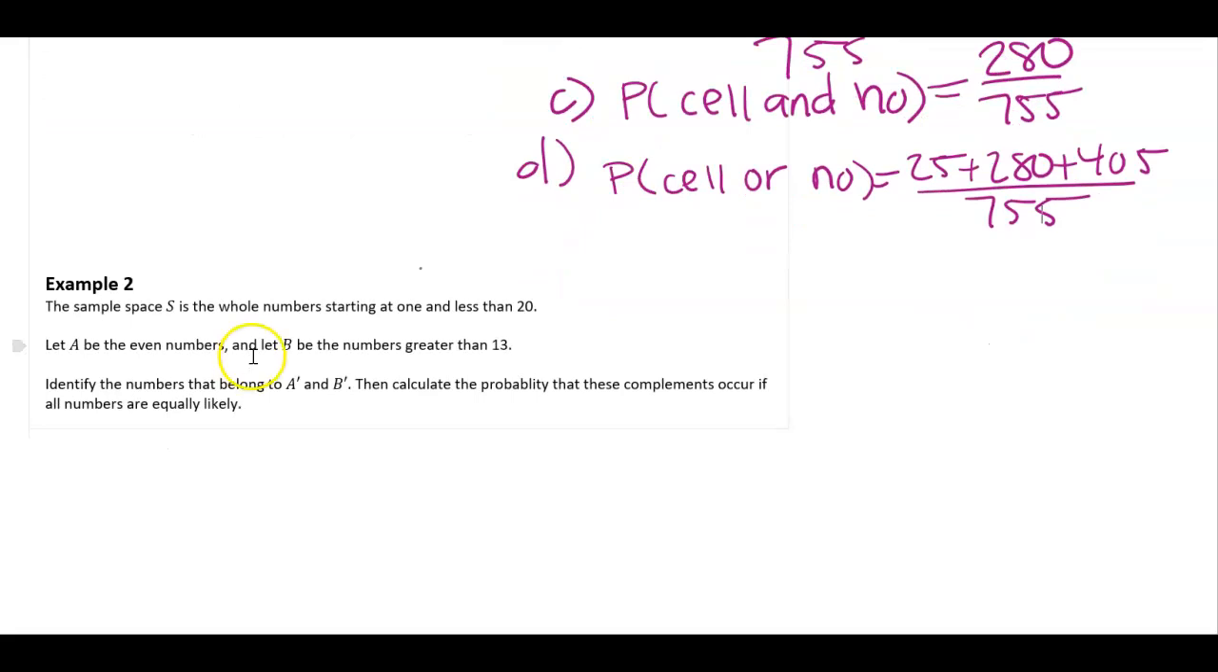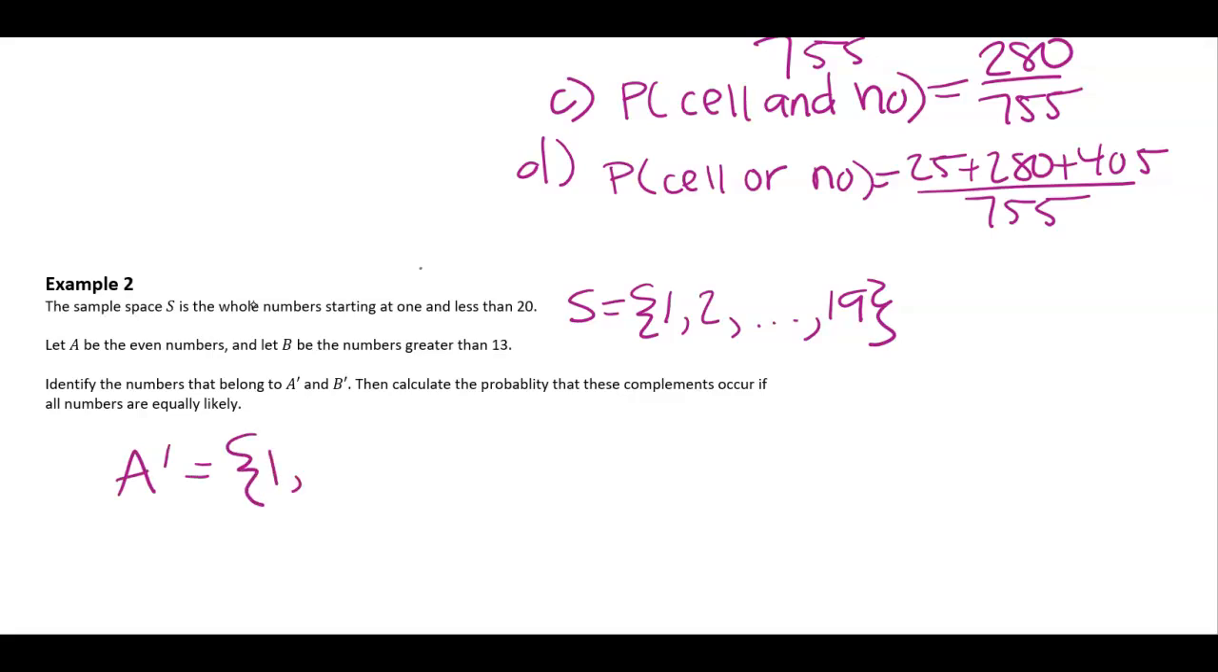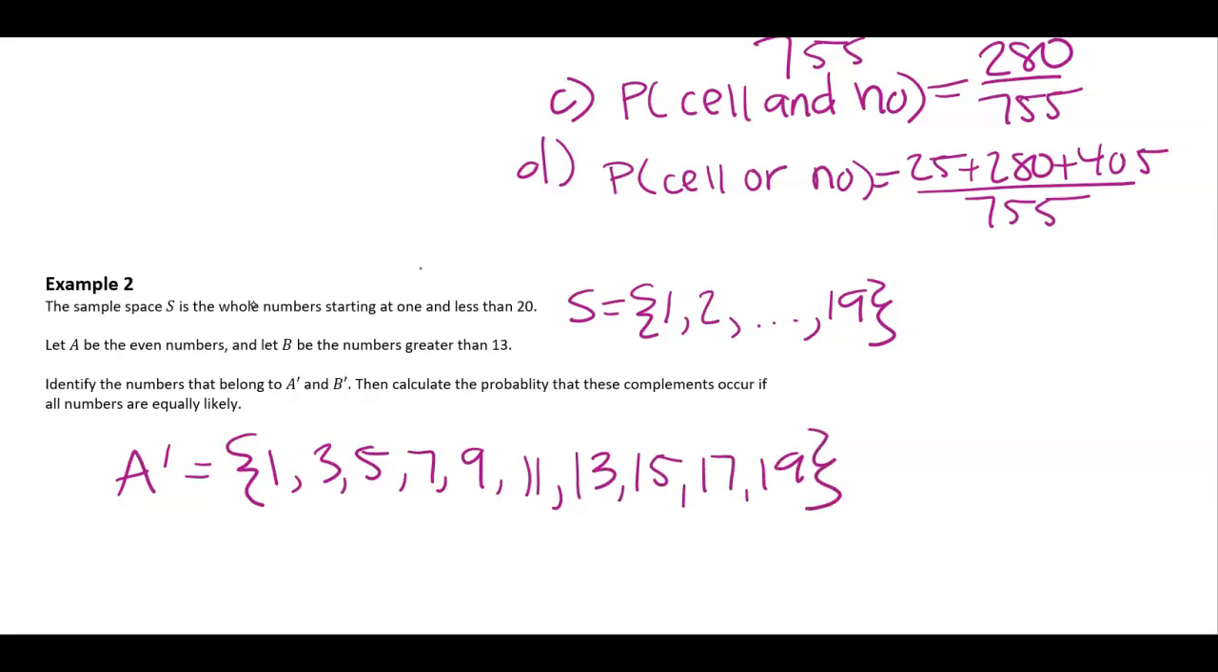All right, let's look again at this example of the sample space being from 1 to less than 20. So our sample space goes from 1 to 19. A is the even numbers and B is numbers greater than 13. So if I need to figure out what A complement is, then that is the odds in my sample space. And so the probability of that happening, 1, 3, 5, 7, 9, is 10 out of 19.